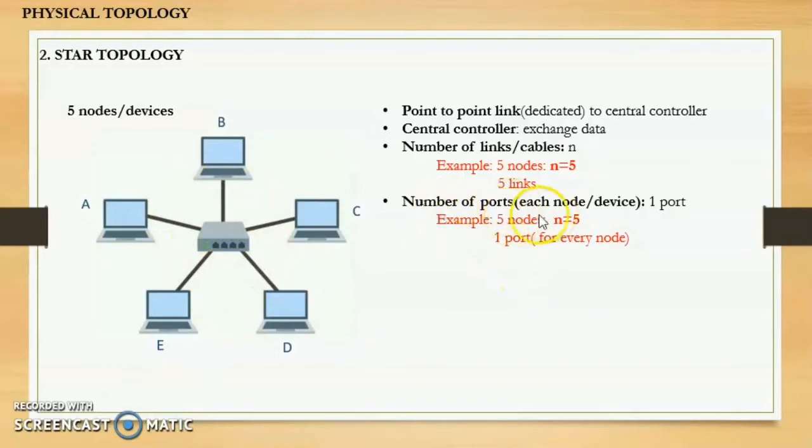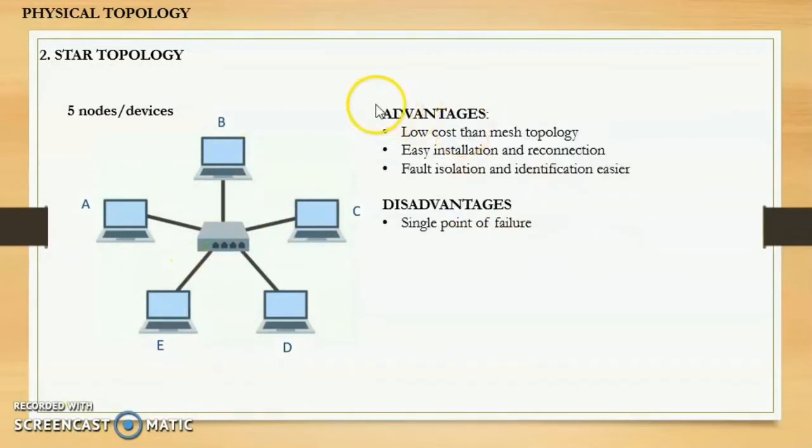Next, the number of ports required for every device is 1. So if there are 5 nodes, n value will be 5 and 1 port will be required for every device. In this figure there are 5 devices, so all the 5 devices will need 1 port in order to connect to the central controller. So A will have 1 port, B will have 1 port, similarly C, D and E will have 1 port to the central controller. Next, let us see the advantages of star topology.